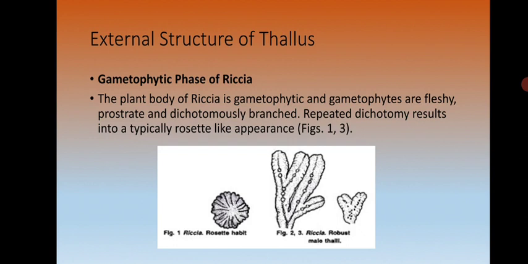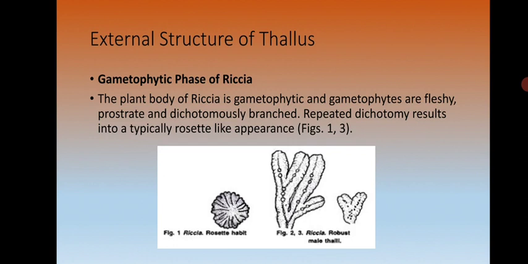The external structure or the thallus. The gametophytic plant body is the dominant phase. The plant body is flat, somewhat fleshy and green. It is dichotomously branched. The thallus repeats dichotomous branching and becomes rosette shaped. The thallus is dorsoventrally flattened. It has a thick and conspicuous midrib on the dorsal surface.